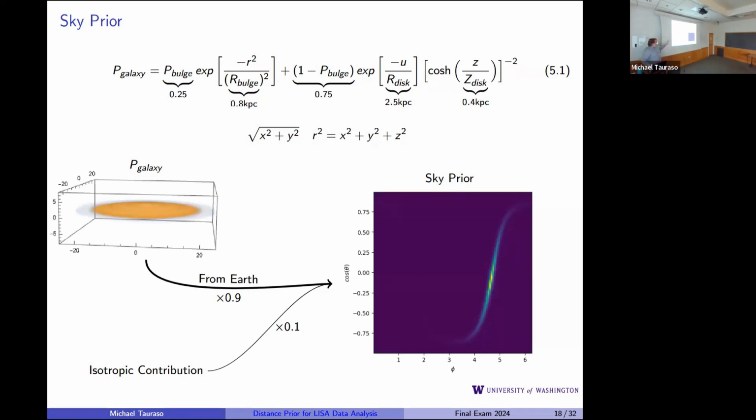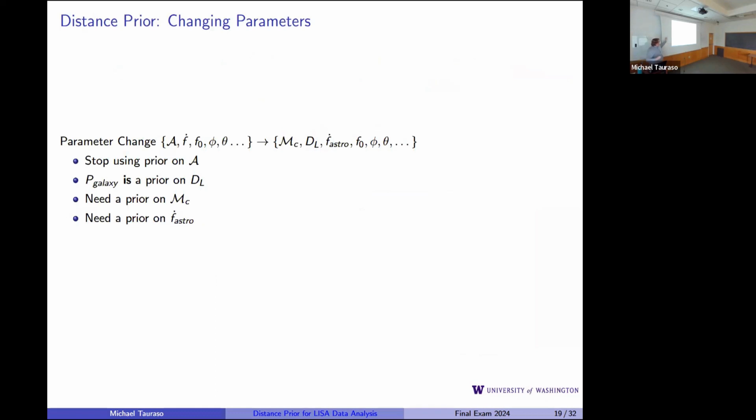So this is all how it used to work. When we're doing this transfer from one parameter set to another, we stop using the prior on A. So that's good, because we didn't really trust what was going on there.